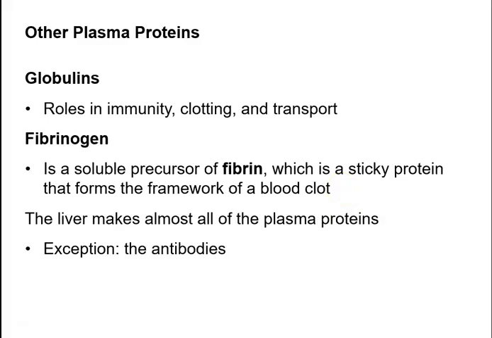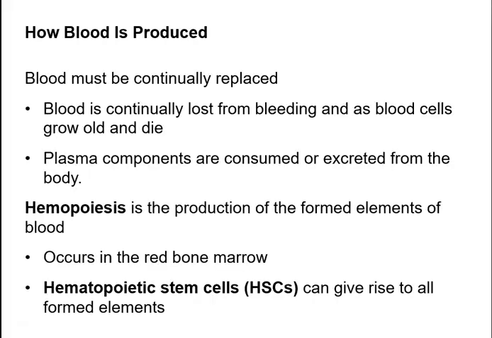We know that the liver makes almost all of these plasma proteins except for the immunoglobulins, also known as antibodies. Those are going to be produced primarily, again, by those B cells that I mentioned earlier.